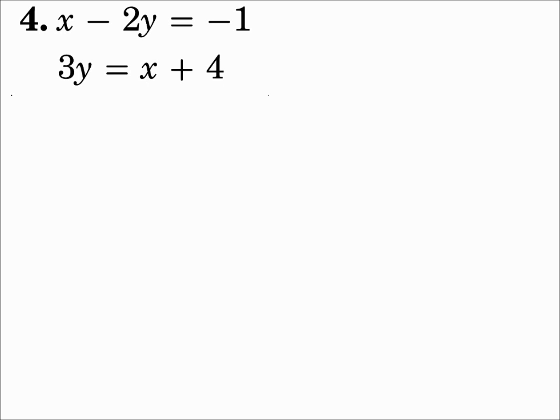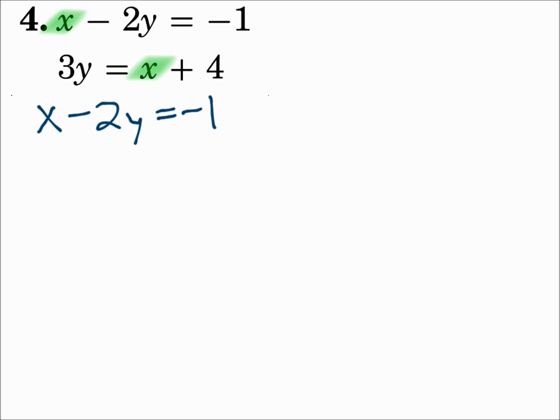Number 4, x minus 2y equals -1, and 3y equals x plus 4. When you solve by substitution, you start by finding a variable with coefficient 1, and we have the x in the first equation and the x in the second equation. Choose one of those and solve for it. Let's use the first one, and we'll solve for the x.